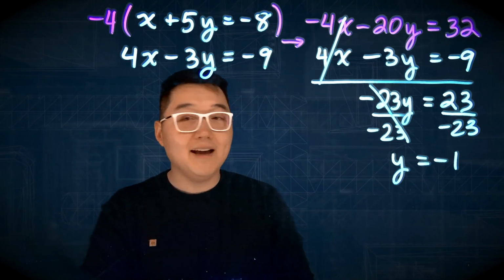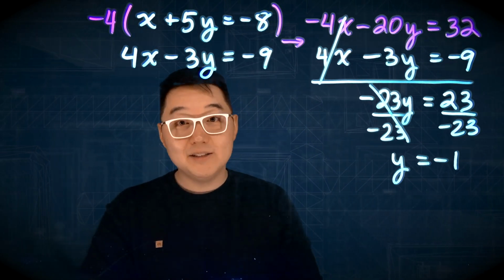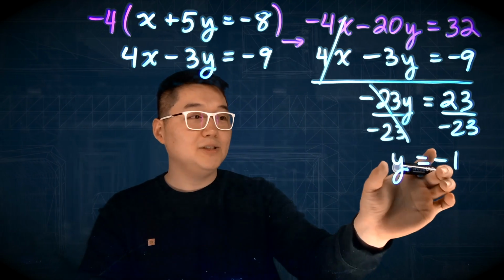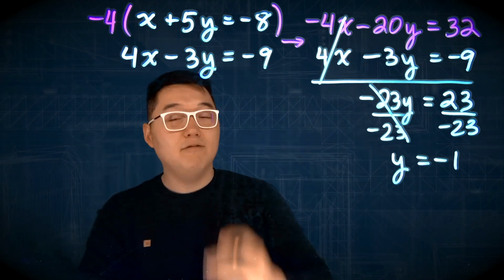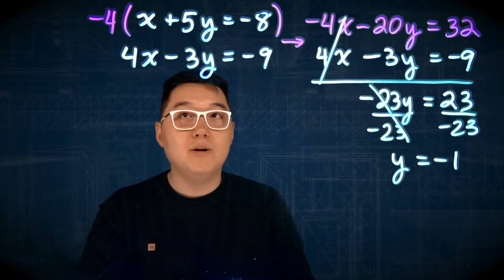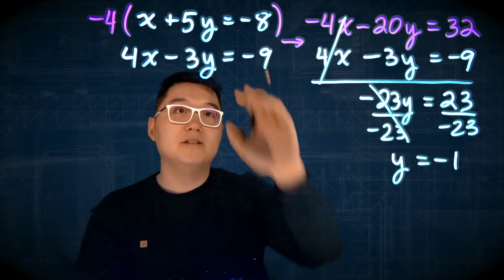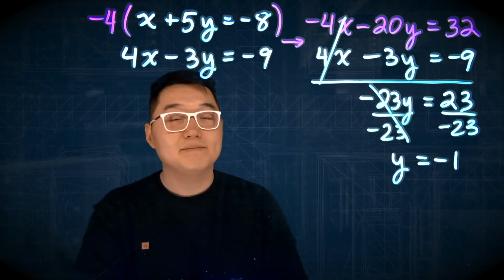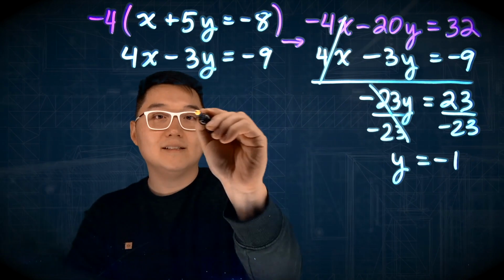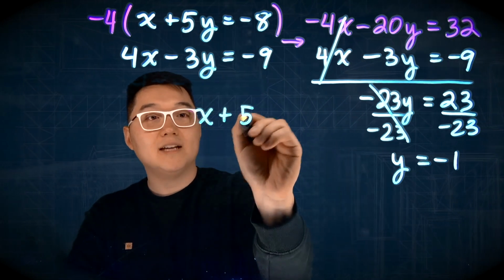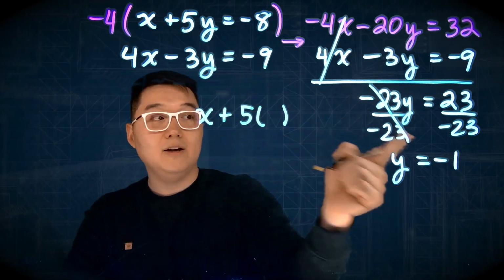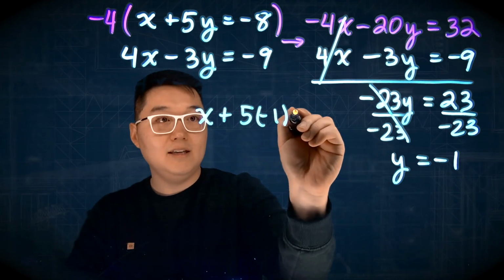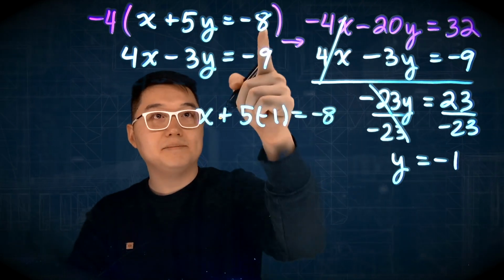But then what about x? How do we find x after this point? All we gotta do now is plug this back into either one of those two equations. So let's go ahead and plug this into the very first equation right there. So x plus 5 times the y, which is negative 1, equals negative 8.